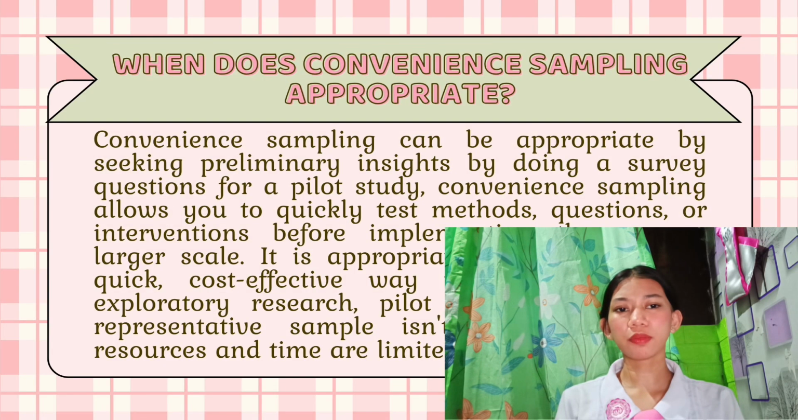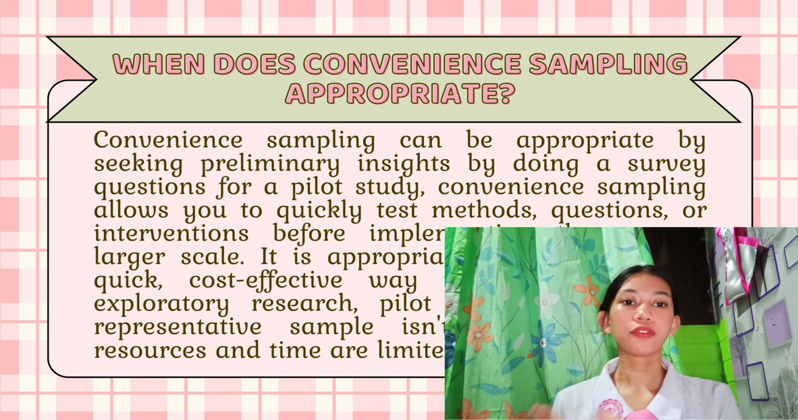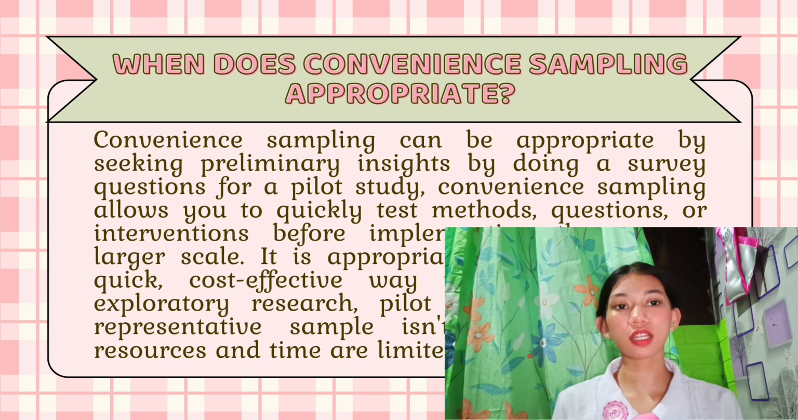When is convenience sampling appropriate? Convenience sampling can be appropriate when seeking preliminary insights, such as survey questions for a pilot study. It allows you to quickly test methods, questions, or interventions before implementing them on a larger scale. It is appropriate when you need a quick, cost-effective way to gather data for exploratory research or pilot studies, when a representative sample isn't crucial, or when resources and time are limited.